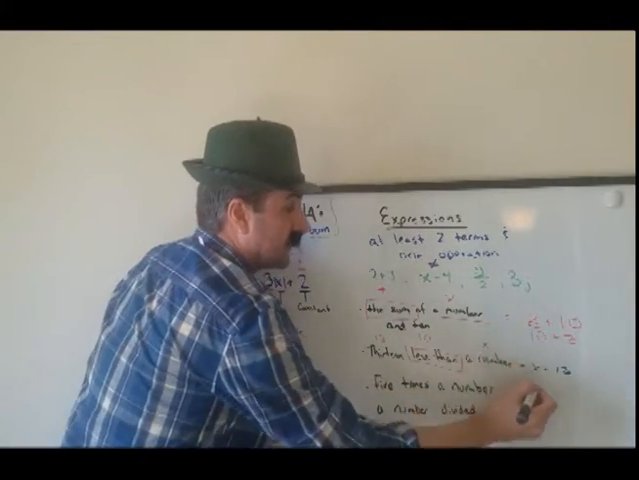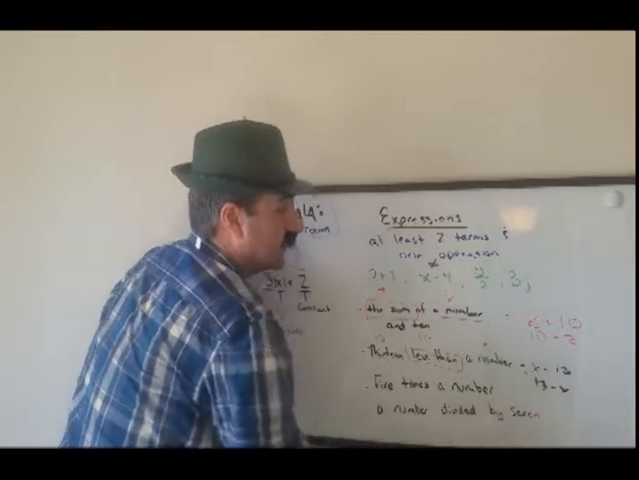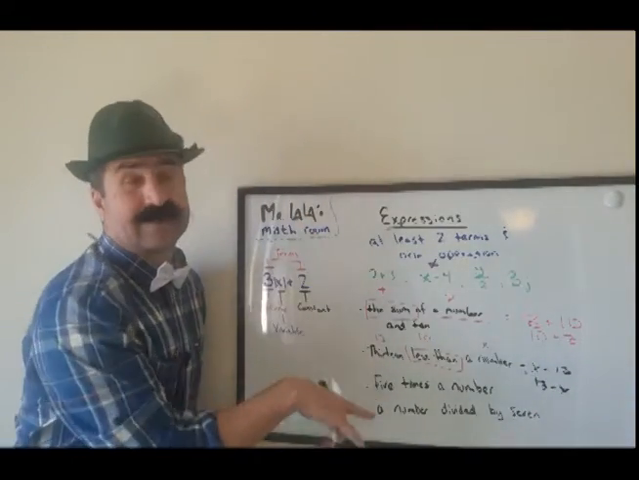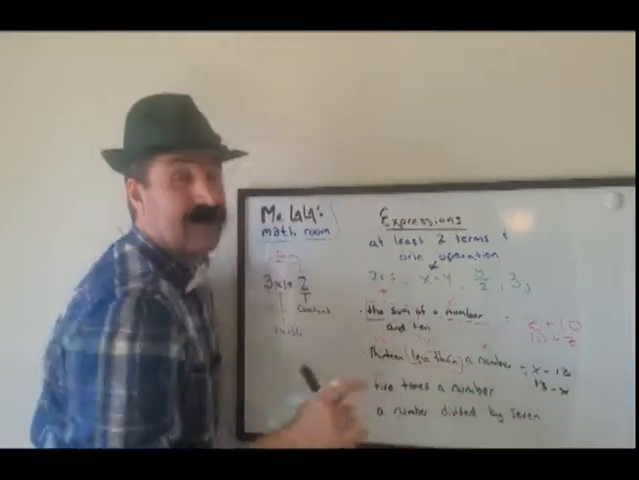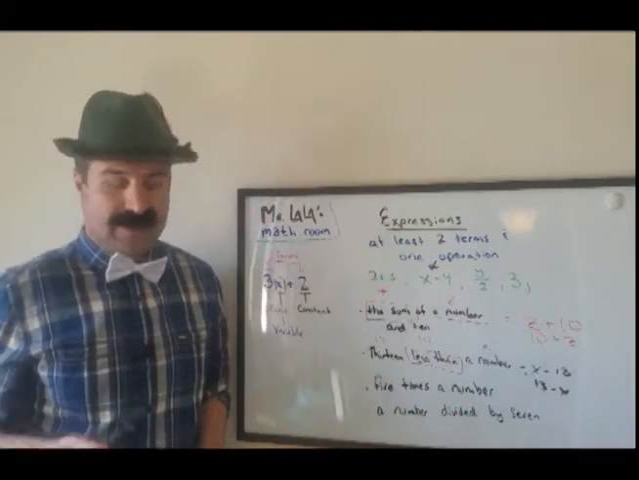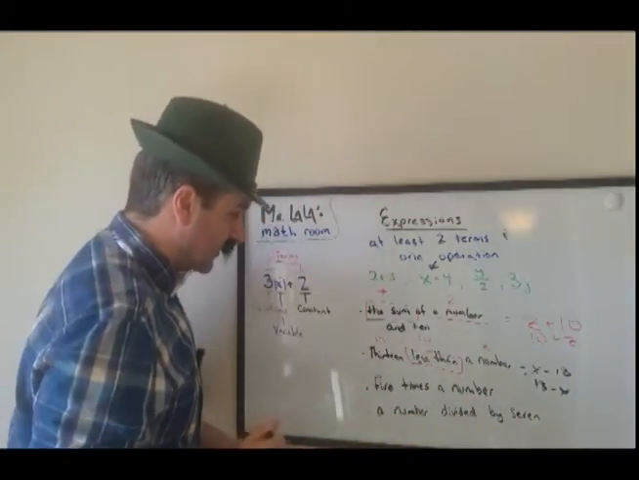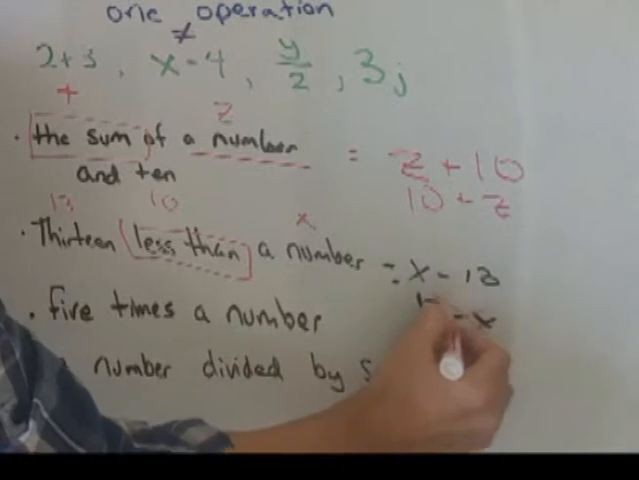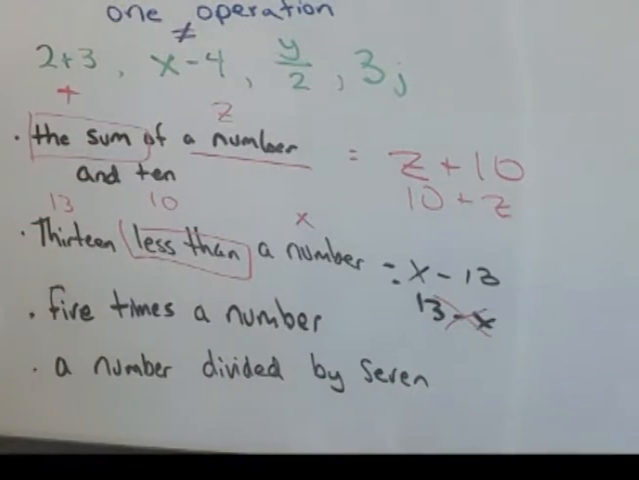You see that? Could we write it like this? That is wrong. This is X less than 13. Not right. So now, we have to leave it as it's written. X minus 13 is 13 less than a number. This would not be correct. That is a number less than 13.